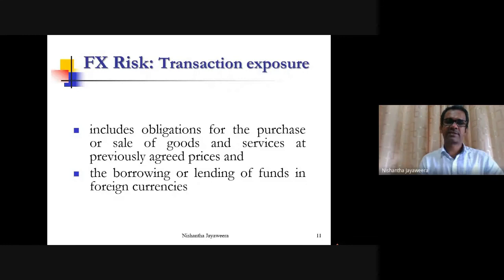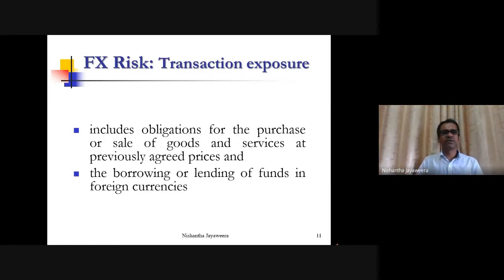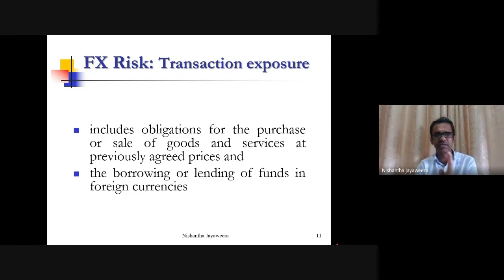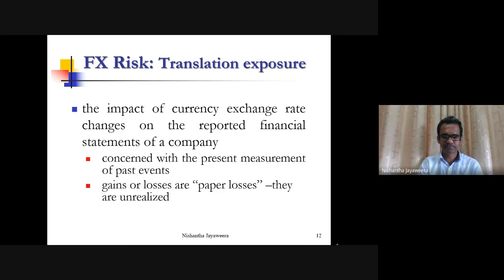So that transaction can be, as I mentioned, imports or exports of goods or services at an agreed price, or maybe borrowing or lending in foreign currency, whatever the transaction. But at the time of the transaction and until you settle it and you get or pay the money, you are exposed to the exchange rate.